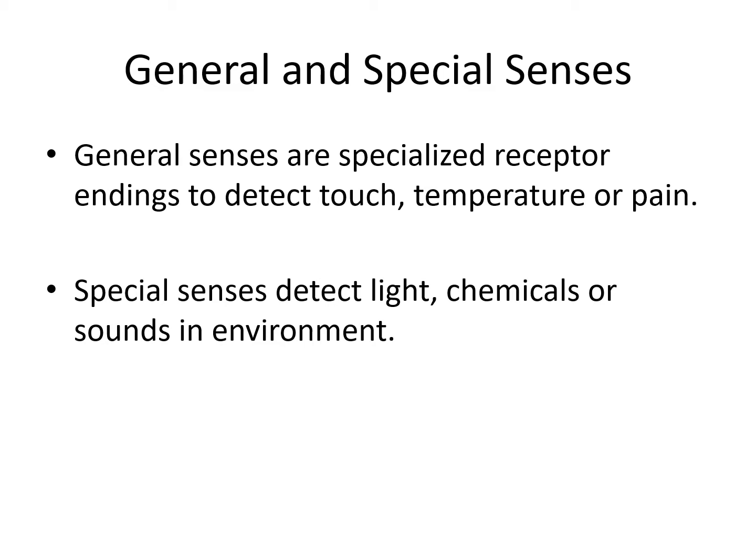We have generally two classes of senses. We have the general senses, which we'll cover today, and we also have special senses. The general senses are specialized receptor endings that detect touch, temperature, or pain, among other things. The special senses are those that detect light, chemicals, or sounds in the environment.